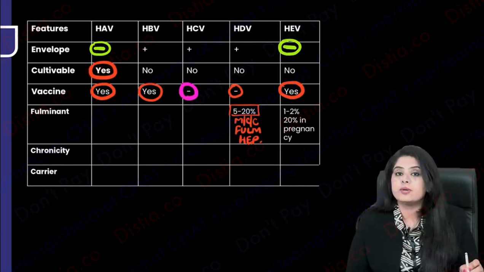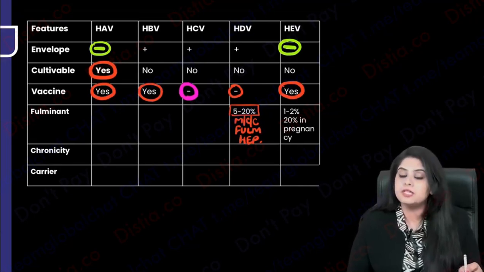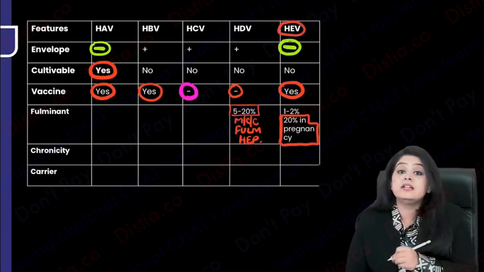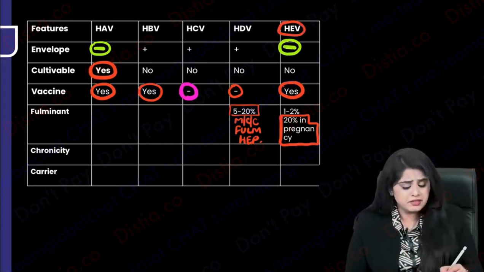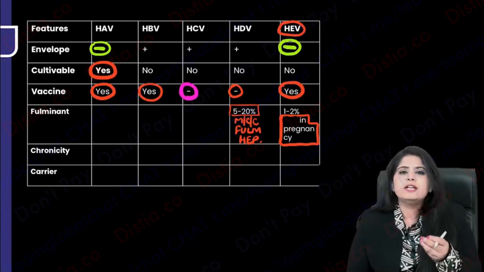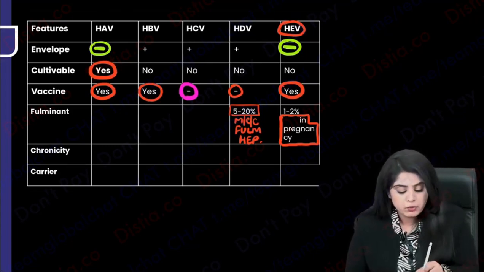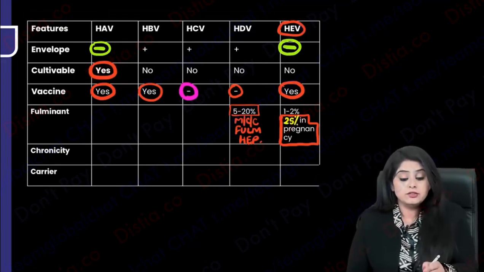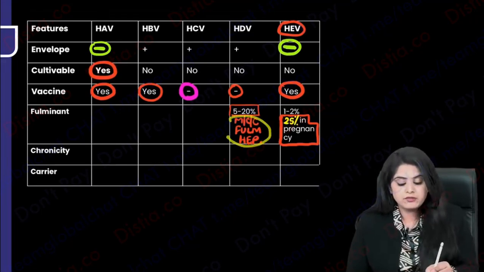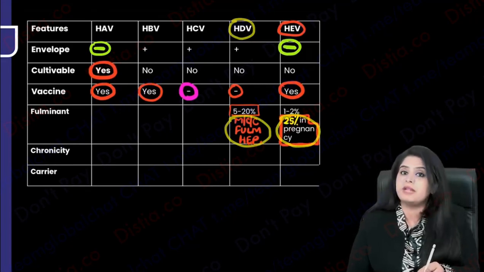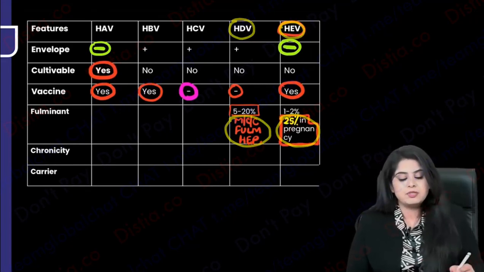However, if they change the question to the most common cause of fulminant hepatitis in pregnant ladies, that is going to be hepatitis E. In pregnancy, 20% is written. If I tell you something which is not there in textbooks but has come up in journals, 25% is actually the fulminancy figure that you have to know. So reach out for the question: most common cause of fulminant hepatitis, hepatitis D. But the most common cause of fulminant hepatitis in pregnant women is going to be hepatitis E.